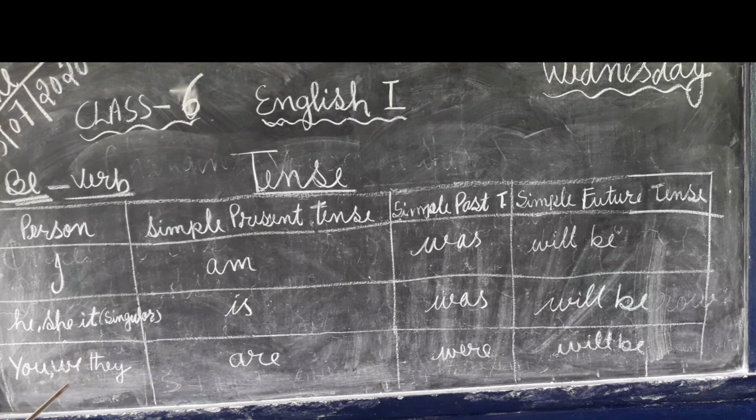Now see the third one: you, we, they. This is the plural form of the verb. Here, how you will use the plural form with the tense. You are going. We are coming. They are going. Like that. When we use you, we, they in the simple past tense, we use were: they were, we were, you were. Then in the simple future tense, we use will be: you will be, they will be, we will be.